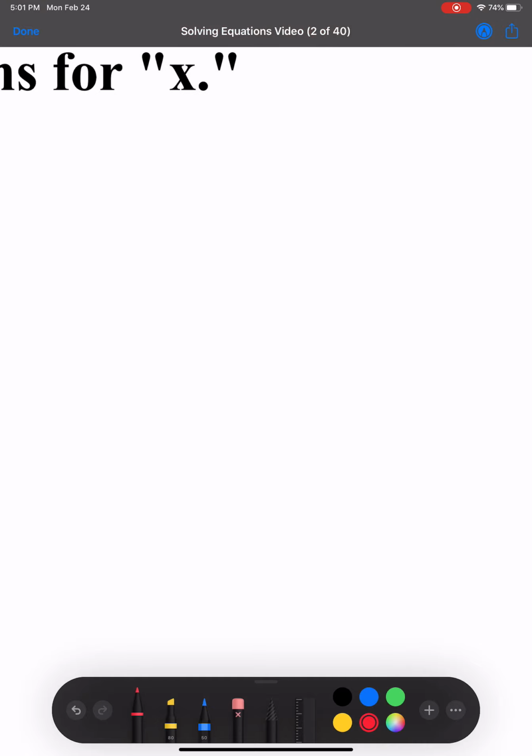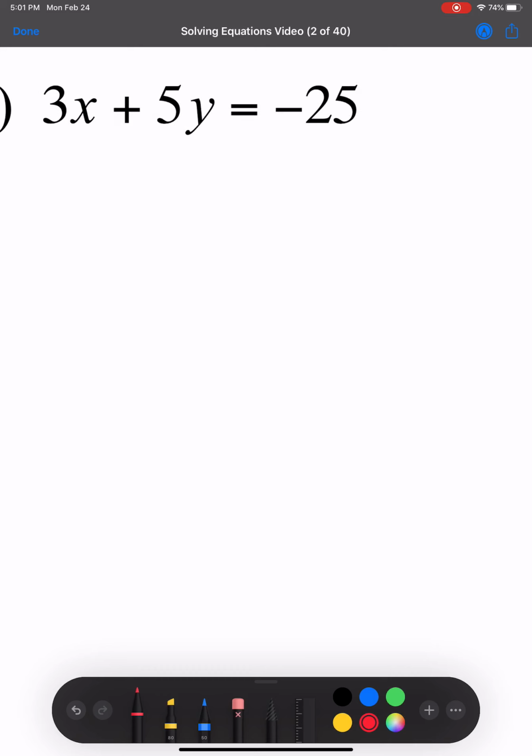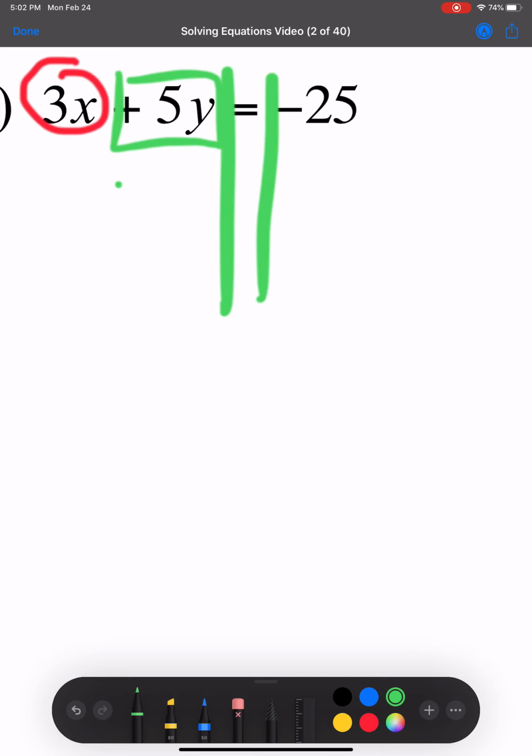Last one, same process. We're solving for x, so we need to move this. The opposite of positive 5y is minus 5y, and minus 5y. Balance. Whatever I do to one side, I have to do to the other, okay? So on the left side, my 5y is gone.